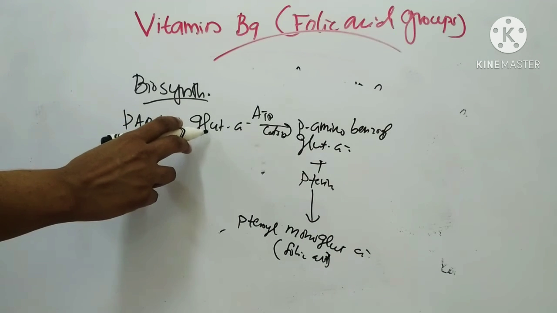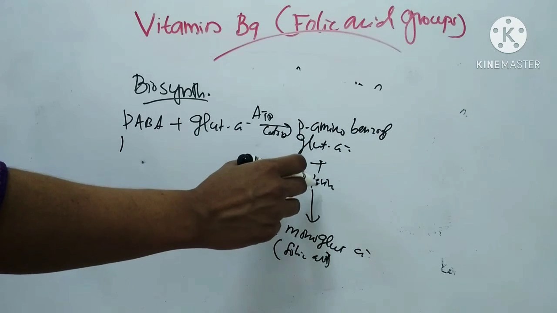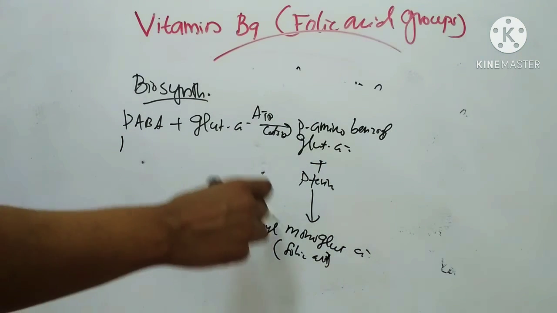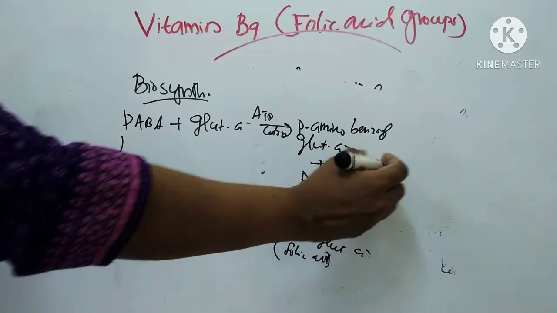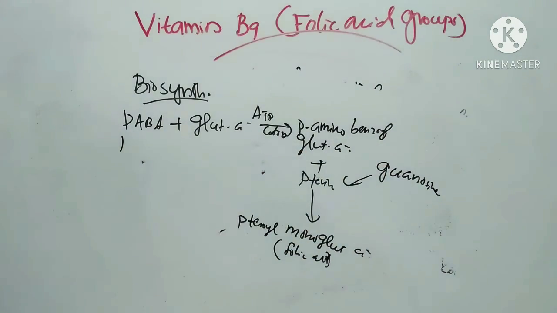PABA first reacts with glutamic acid to form para-amino benzoyl glutamic acid. This then reacts with pterin to produce pteroyl glutamic acid, or folic acid. The pterin moiety is derived from guanosine.